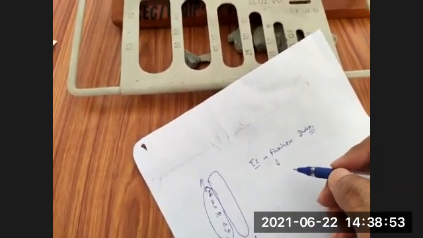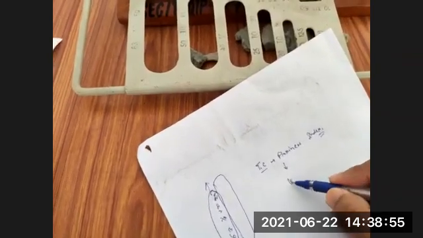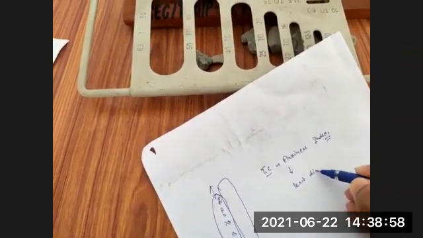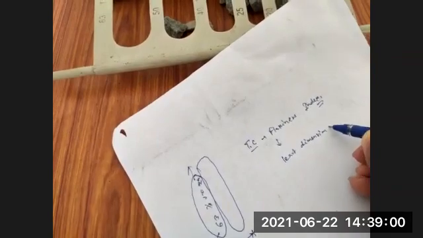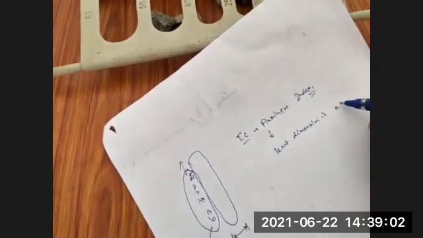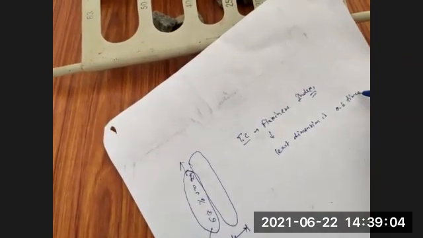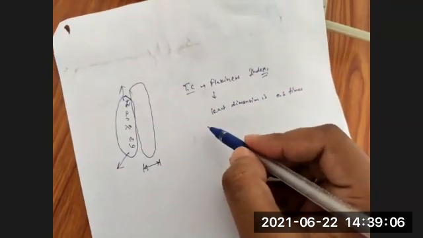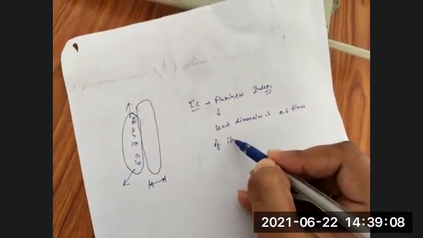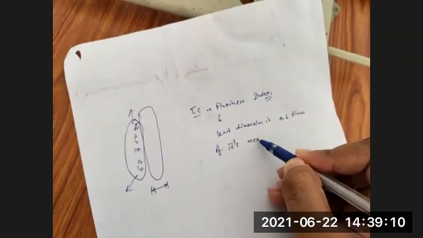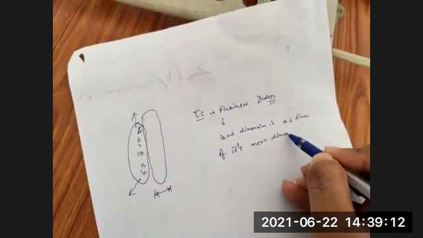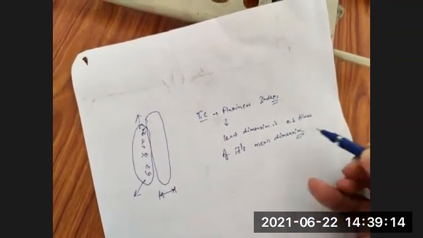This flakiness index of aggregate is the percentage by weight of particles in it whose least dimension is 0.6 times of its mean dimension.